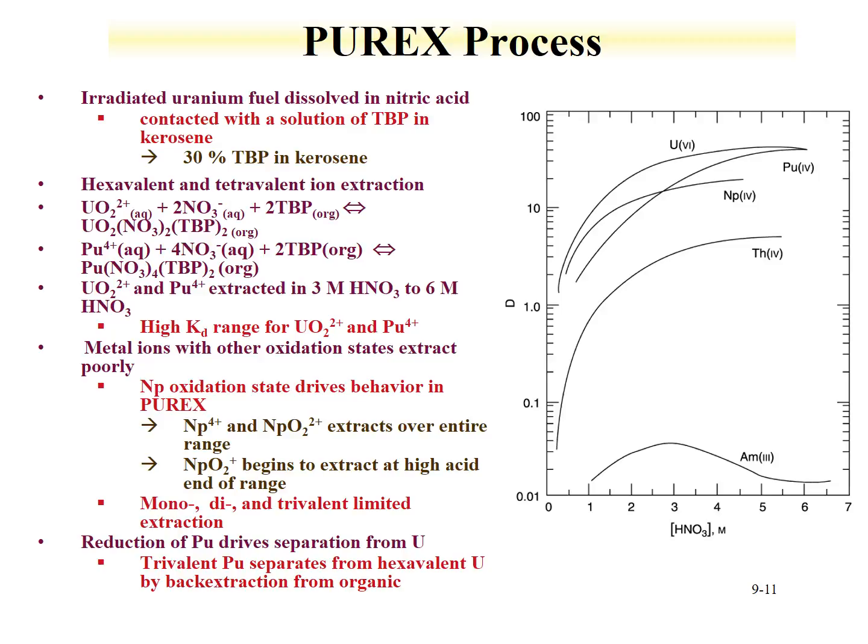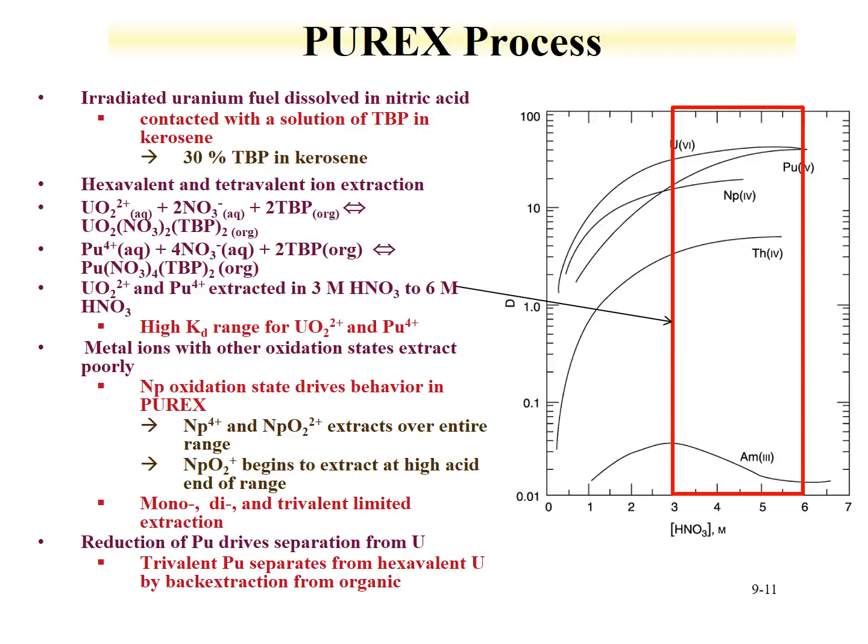So the uranyl and plutonium are extracted generally from 3 to 6 molar nitric acid. They both have high distribution coefficients, as shown here. This is the data that was shown earlier for the extraction of metal ions in tributyl phosphate as a function of nitric acid concentration. We see in this experiment, in this range of 3 to 6 molar nitric acid, uranium is high, plutonium is high, neptunium-4 was high, thorium-4 would be high, and americium-3 would be low.